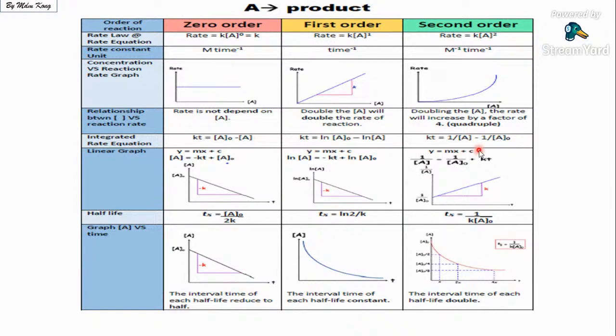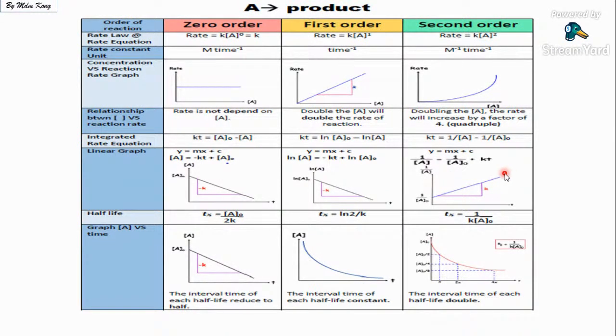So based on this, when the data is given and you plot the graph, for zero order it is concentration versus time. For first order it is ln concentration versus time. And for second order it is 1 over concentration of the reactant versus time. So the pattern for zero order is a negative slope, linear, that's why I call it a linear graph. First order has a negative slope as well. And then second order has a positive slope.